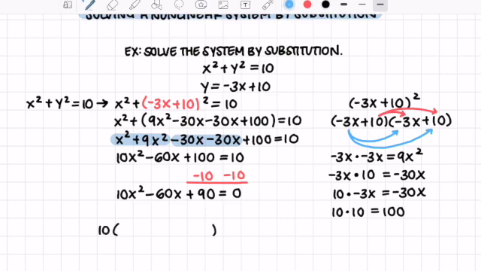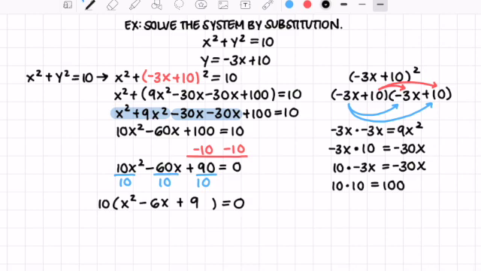And if I factor out a 10, that means I'm dividing each term by 10. When I do that, I'm left with x to the power 2 minus 6x plus 9 equaling 0. And then all I'm going to do now is divide both sides by positive 10. When I do that, I'm left with x to the power of 2 minus 6x plus 9 equaling 0.